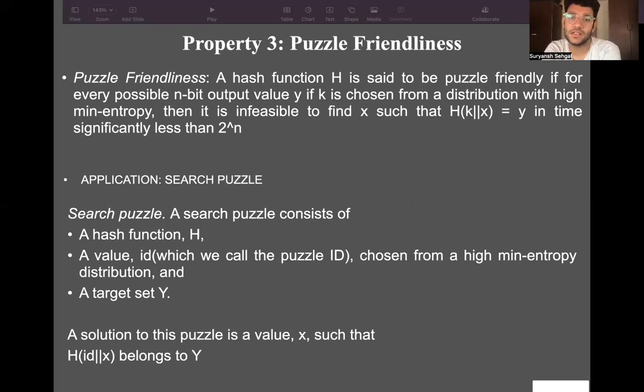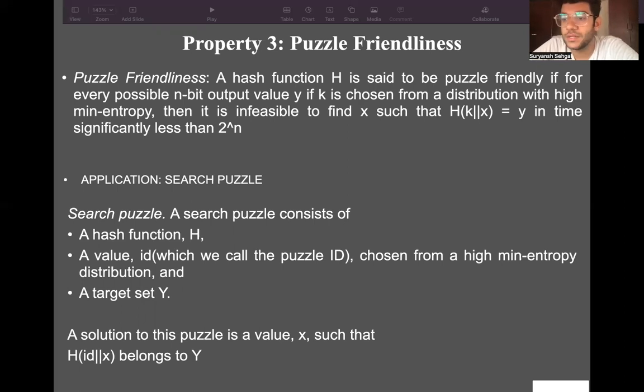A hash function h is said to be puzzle friendly if for every n-bit output value y, when k is chosen from a distribution with high minimum entropy, it is infeasible to find x such that h(k concatenated with x) belongs to y in significantly less than 2 to the power n time. One application of puzzle friendliness is the search puzzle.